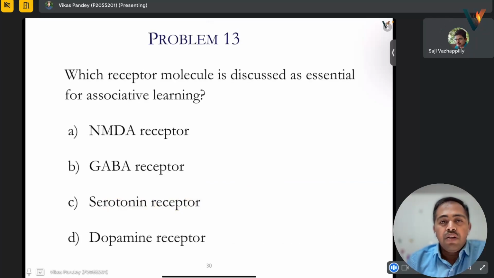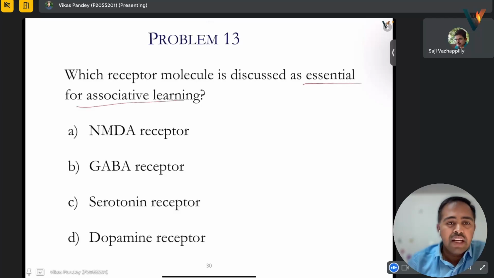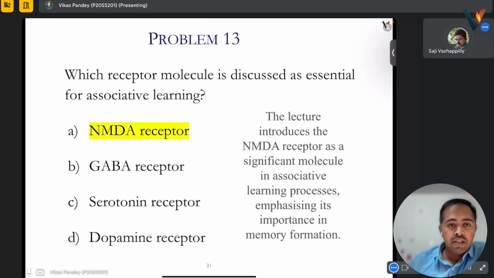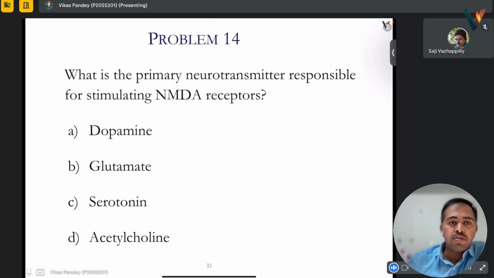Which receptor molecule is discussed as essential for associative learning? NMDA receptor, GABA receptor, serotonin receptor, or dopamine receptor? It is the NMDA receptor, sir. The lecture introduces the NMDA receptor as the significant molecule associated with the learning process, and it has a very important role in memory formation also.